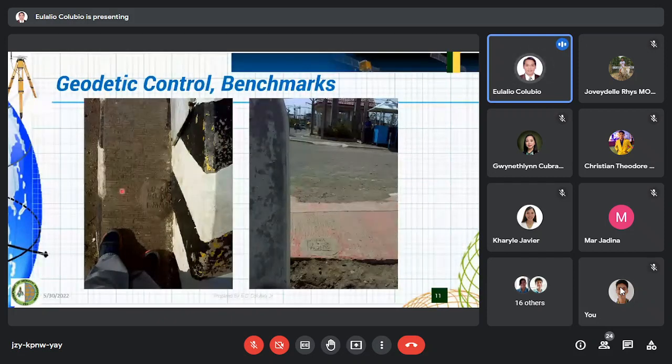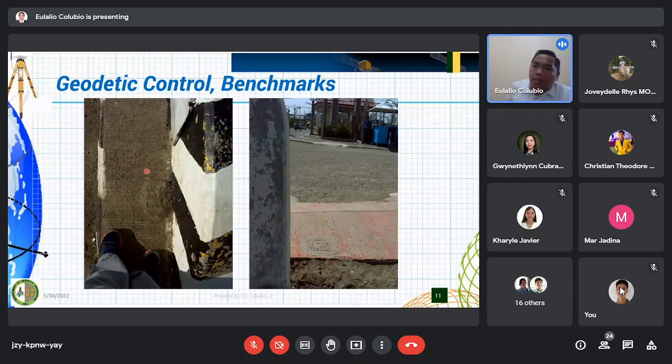Now, let's go to another example. A benchmark that is located at the end of a bridge.